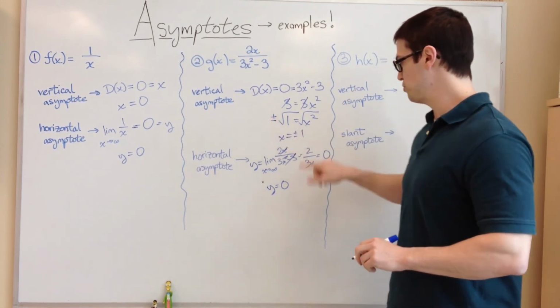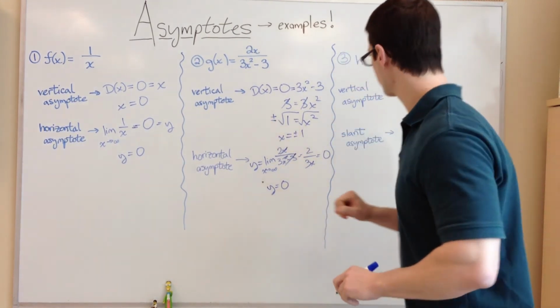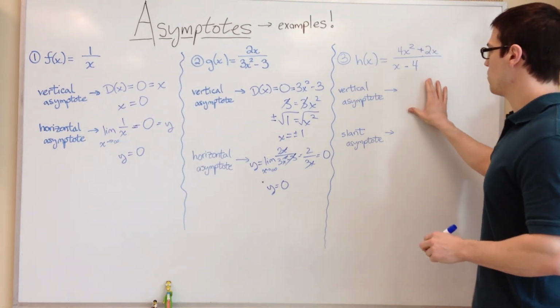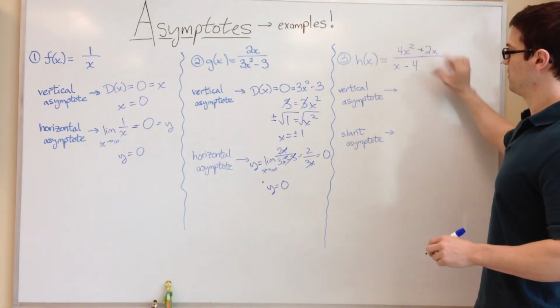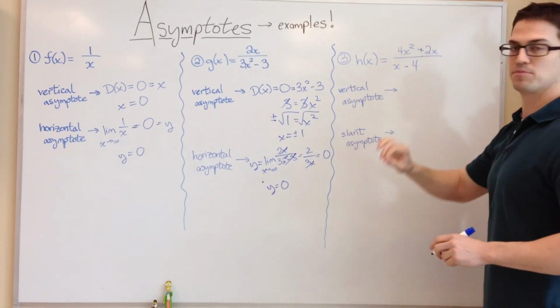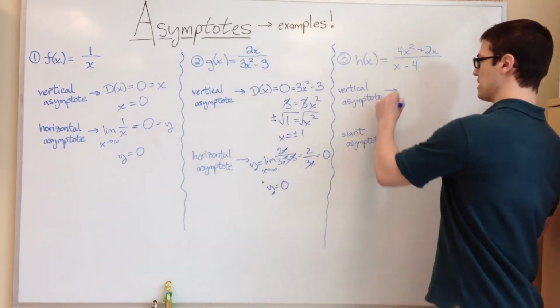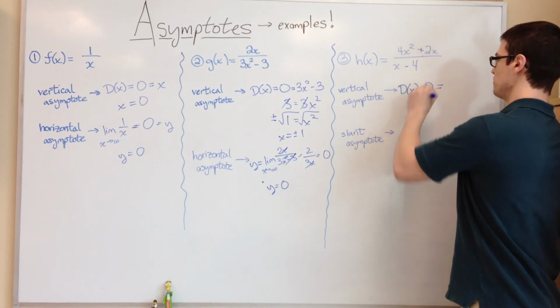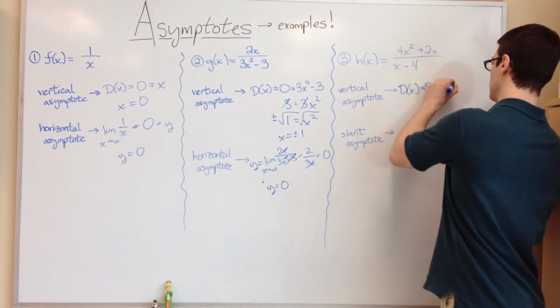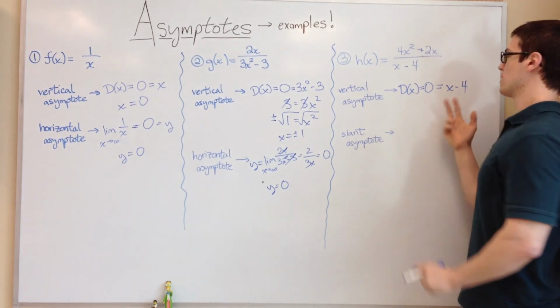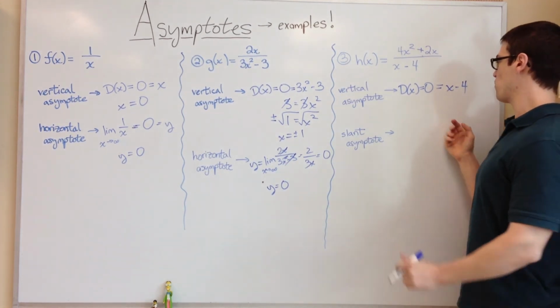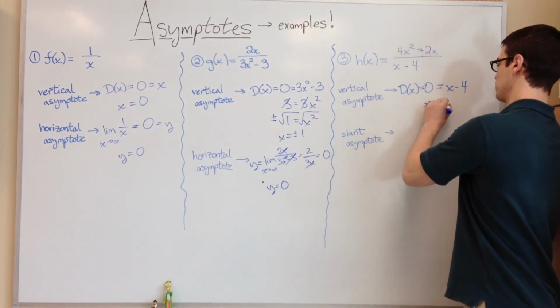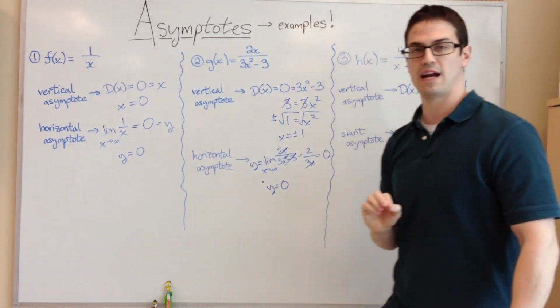So the verticals, there's 2, and the horizontals, there's 1. Okay? Last one. H of x equals this whole mess right here. Now, the vertical asymptote, again, all you have to do is set the denominator equal to 0. So I'm going to write d of x equals 0. And this denominator is x minus 4, so I'm going to put an x minus 4 in there. You should be able to solve this in your head. Add 4 to both sides. x is equal to 4. Done. That's your vertical asymptote.